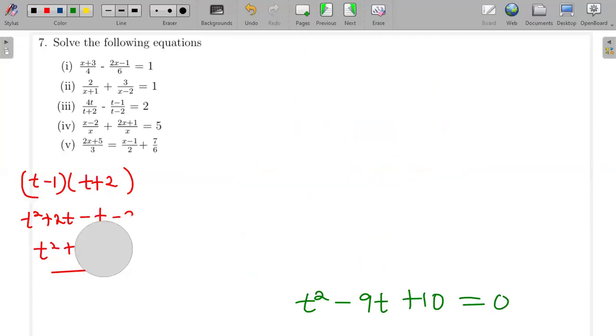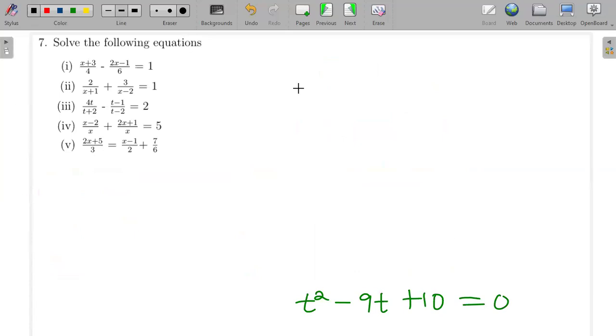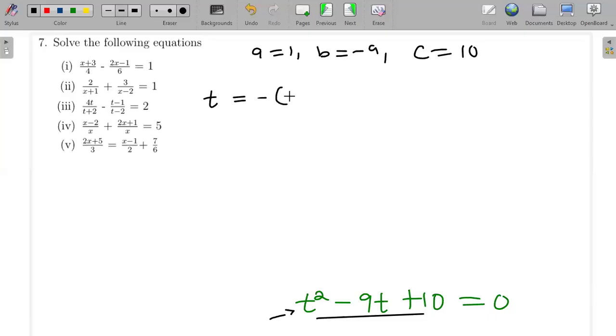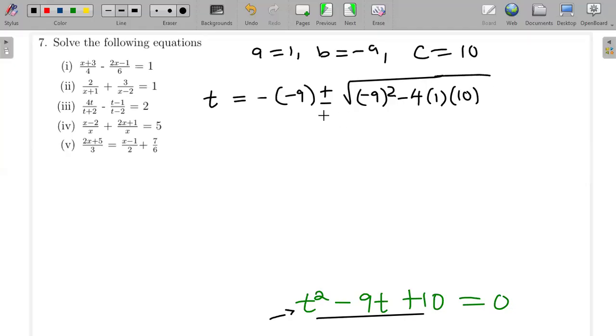So are there any factors for this quadratic equation? The answer is no. So meaning that my a will just be 1, my b will be minus 9, my c will be 10, and then I use the quadratic formula. So that quadratic formula now is in terms of t because I have t here. So I'll say t equals minus b, so the b is minus 9, plus or minus the root of b squared minus 4, a is 1, and then c is 10. And then divide all this by 2a.